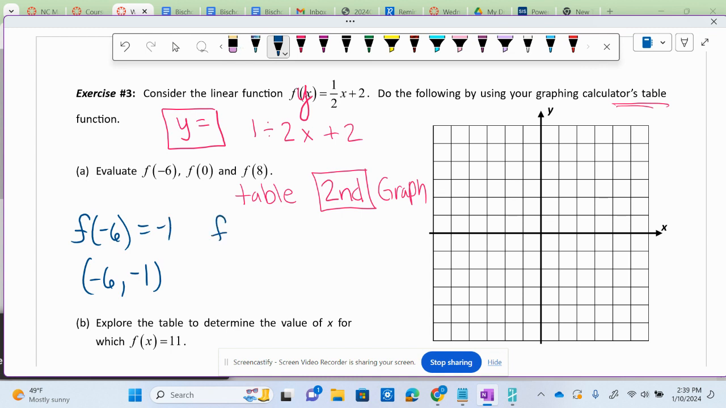Okay. What about f of 0? It's just saying, hey, let x equal 0. That's the ordered pair 0, comma what? 2. What about f of 8? When x is 8, what is y? Say it again. 6. That's the ordered pair 8, comma 6. Okay. If you can't find that on your calculator, raise your hand so I can come and show you.